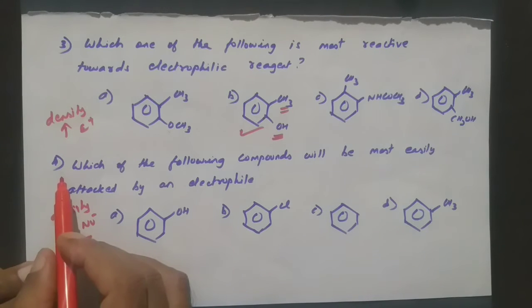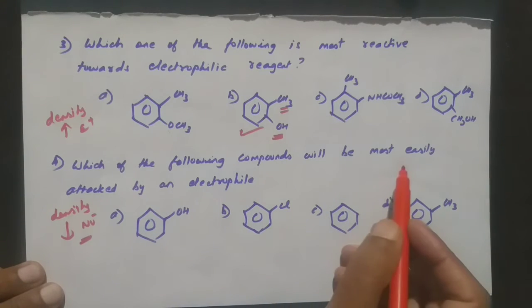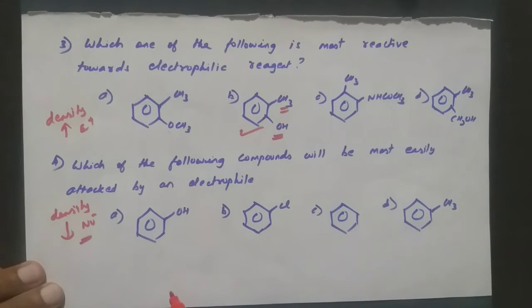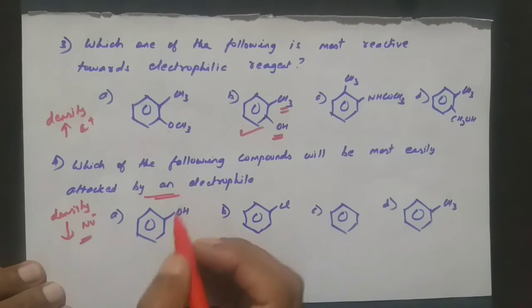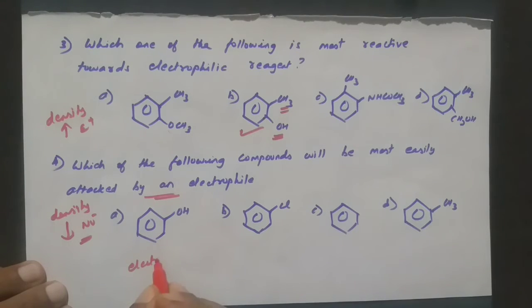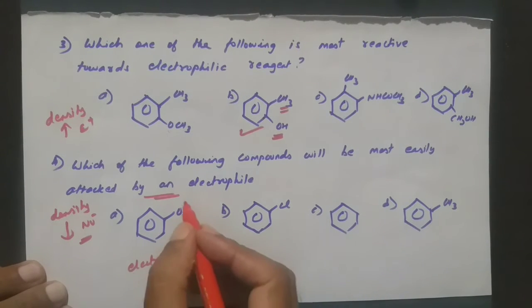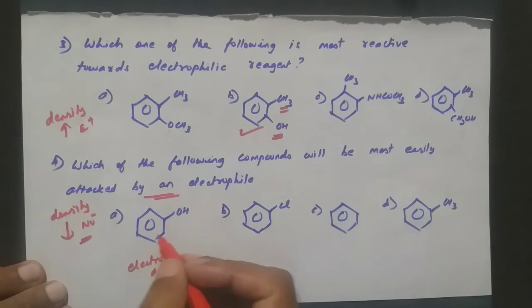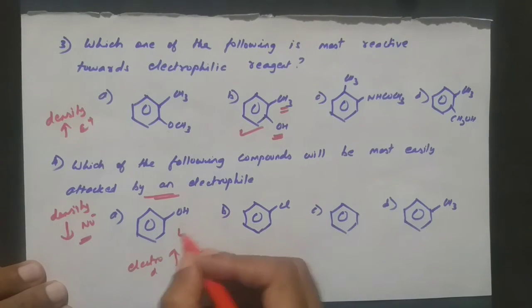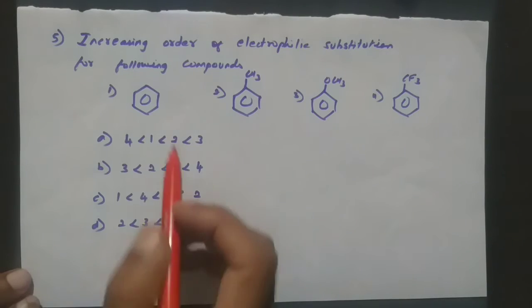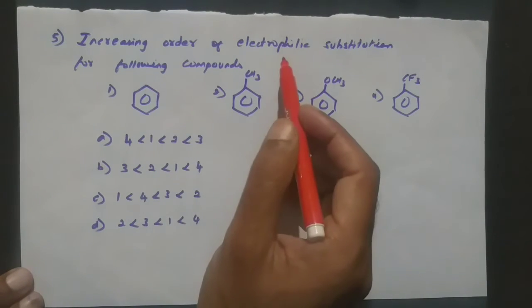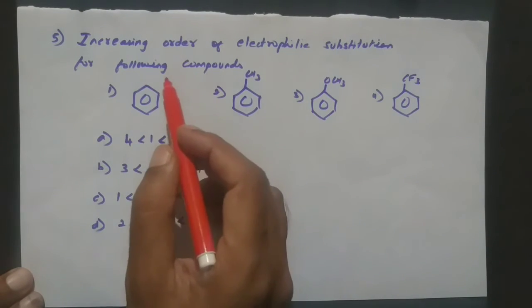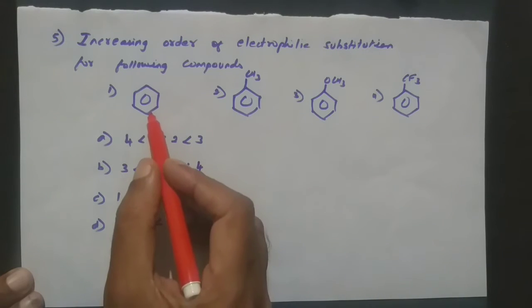Next question, which of the following compounds will be most easily attacked by an electrophile? Once again, we know that for the attack of an electrophile, electron density has to increase. OH is the best electron donating group, so it increases the electron density in the benzene. So this will be easily attacked by the electrophile. The next question is, increasing order of electrophilic substitution for the following compounds. So benzene, it is like neutral.